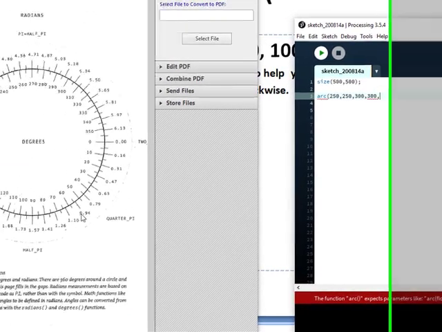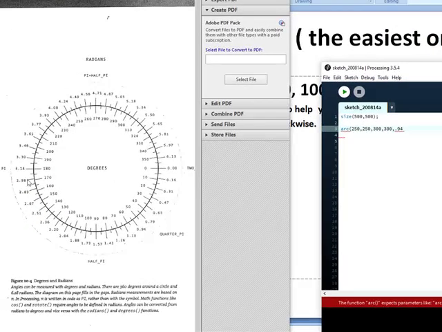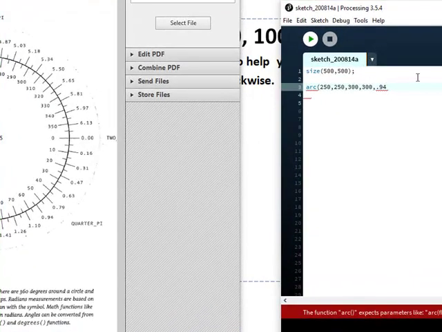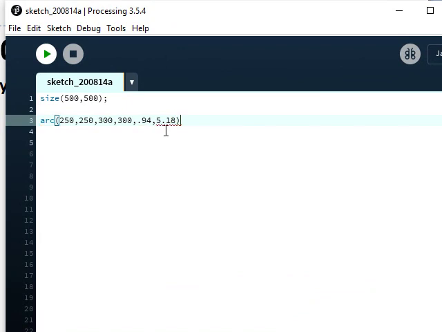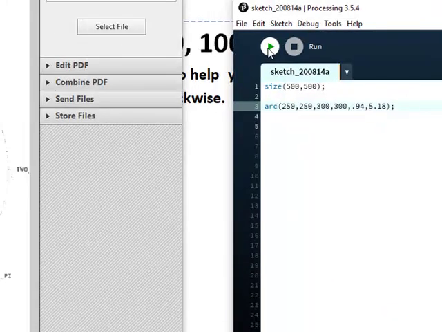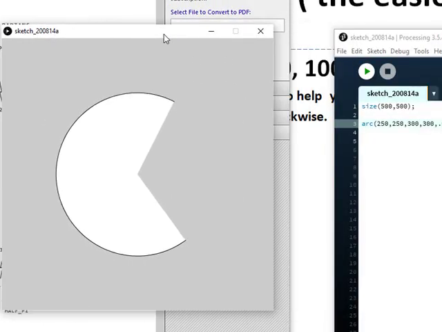So let's just pick another spot. Let's say I wanted to start here, so I'm going to put in 0.94, and I want it to be a large one and end right here, 5.18. Close it out, press play, and there it is. It's my Pac-Man.